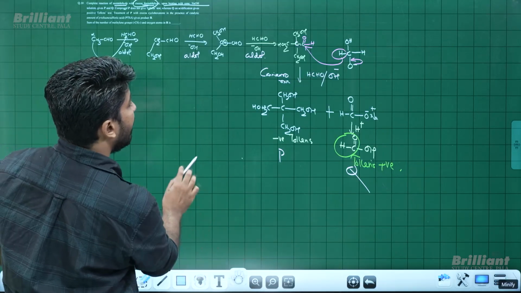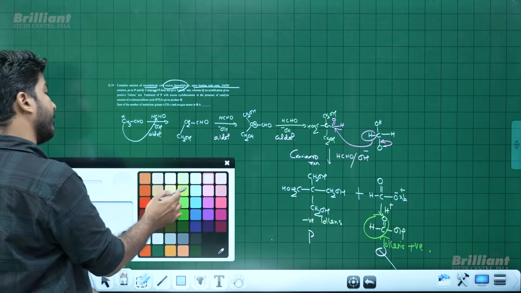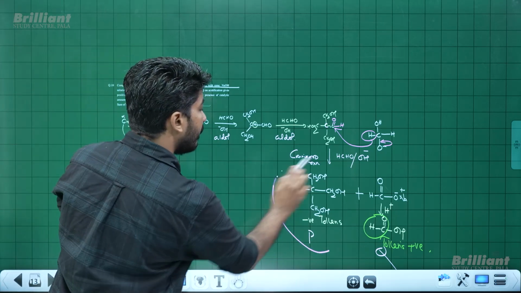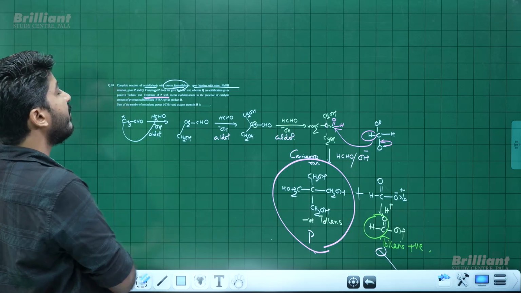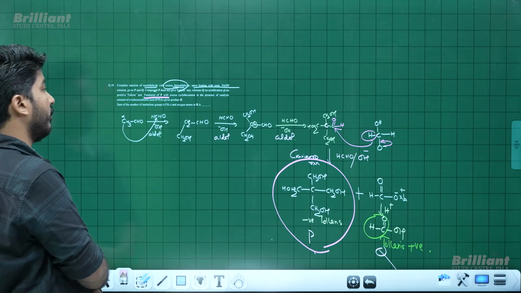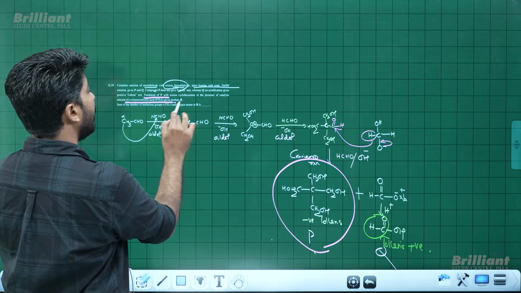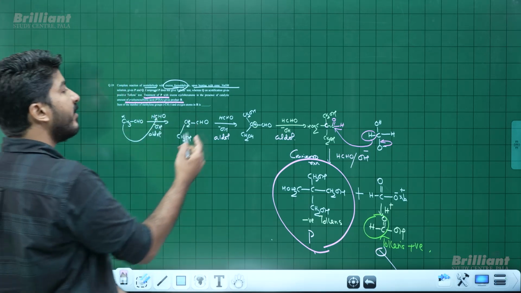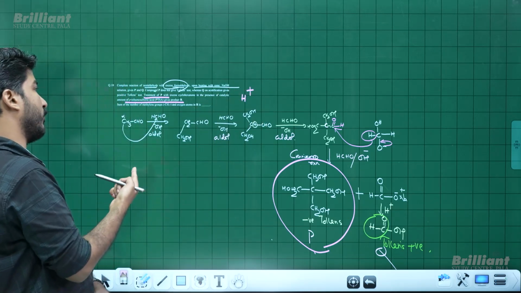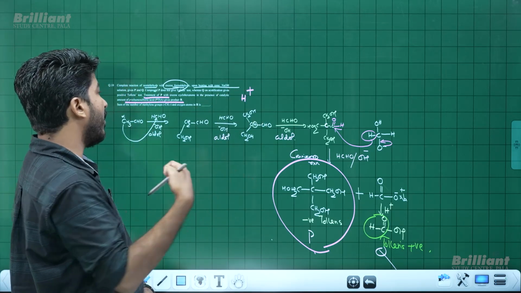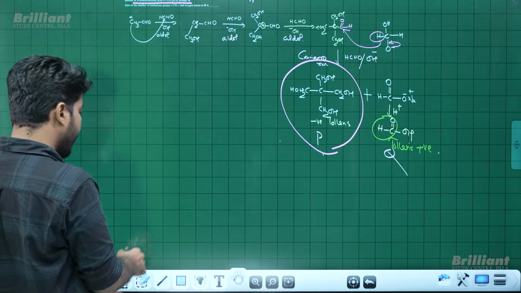Now they are continuing with P. This is their favorite product. They took P again and treated it with excess cyclohexanone, in the presence of a catalytic amount of para-toluenesulfonic acid, a catalytic amount of H plus acid. And that gave the final product R. So the question is about R. Let's first find out what R is.